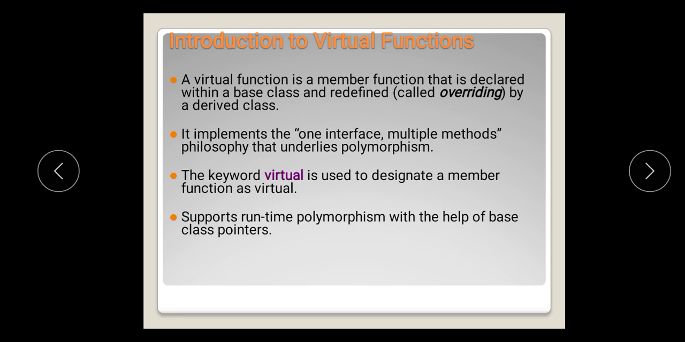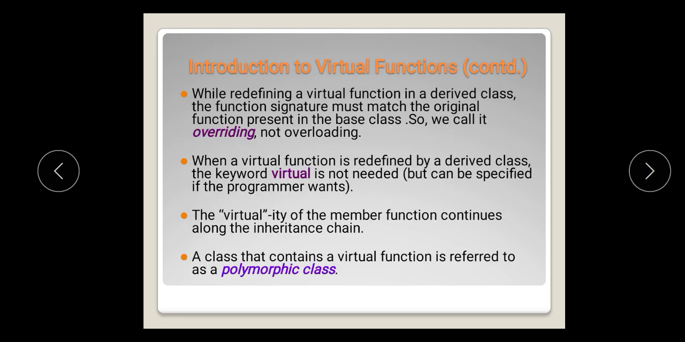The virtual function implements the one interface, multiple methods philosophy that underlies polymorphism. The keyword virtual is used to designate a member function as a virtual function. That means when we want to make the base class member function a virtual function, we need to add the keyword virtual in front of that member function, which supports runtime polymorphism with the help of a base class pointer. When we create the virtual function of the base class, we can call both the base class as well as the derived class function with the help of a base class pointer.